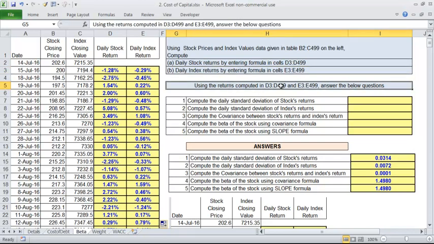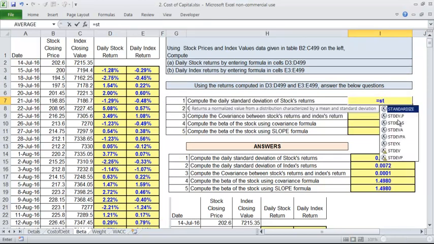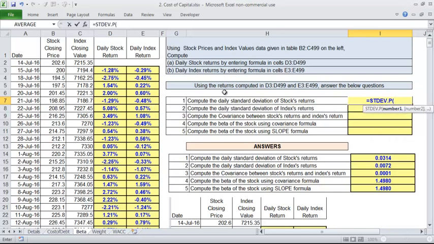Now using the returns computed, we have to compute the daily standard deviation of the stock's return. So daily standard deviation can be computed using the standard deviation function. Now there are two standard deviation functions. One is STDEV.P, the other STDEV.S. .P means population, .S means sample. So if you think that this is a sample, you should use S, or you can use P if you think it's a population. As of now, I have used P, even though it is a sample, but it doesn't make much difference here.